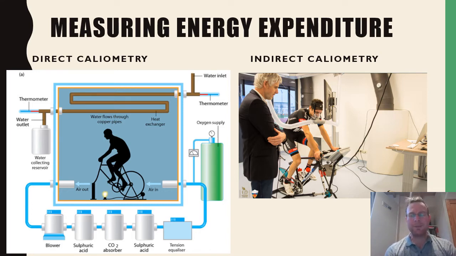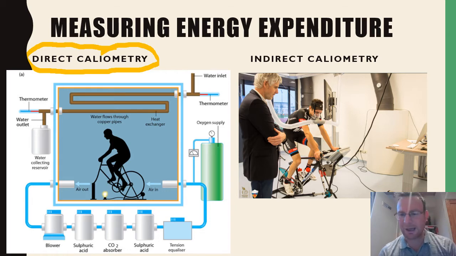There are 2 ways of really scientifically measuring energy expenditure. On the left hand side, we've got the concept of direct calorimetry. If you remember at the start, the definition of a calorie was the amount of energy required to raise 1 gram of water by 1 degree, and a kilocalorie was the amount of energy required to raise 1 kilo or 1 litre of water by 1 degree. If we want to measure the amount of calories someone is burning, we need to stick them in a chamber and measure their heat.